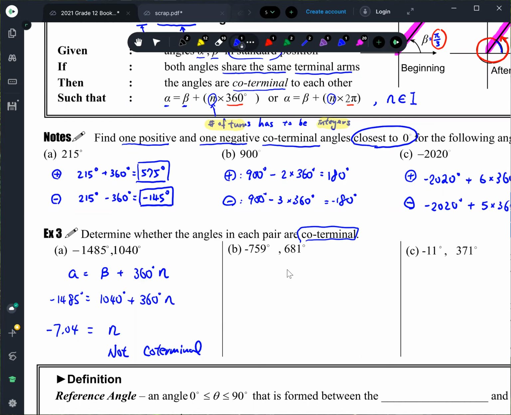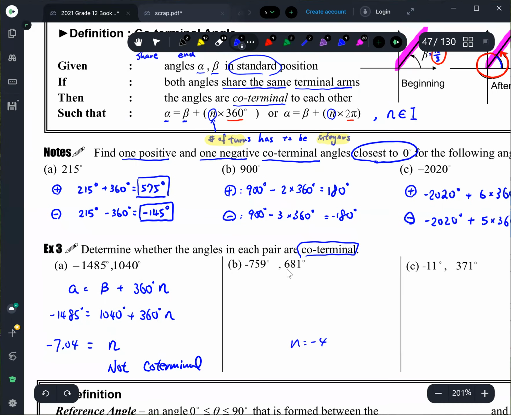I got -4. So after you plug it in, yep. Okay, so if n is -4, what does that tell you then? Not coterminal? Is it a decimal? It is not a decimal, right? So it's an integer. Okay, if n is an integer, what does that mean? It is coterminal. If the answer that you found is an integer, then they are coterminal. Okay, so it will be yes, coterminal.